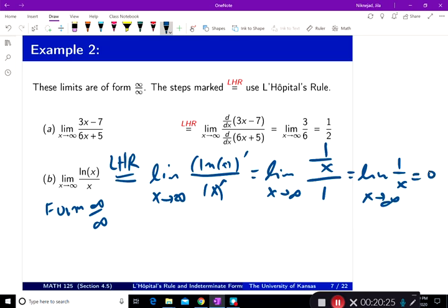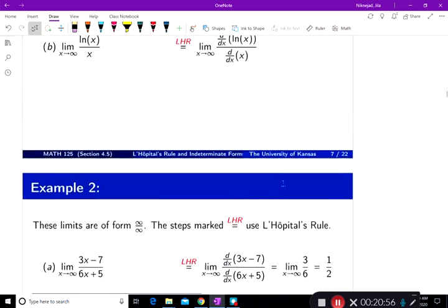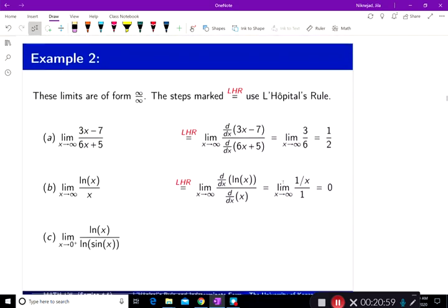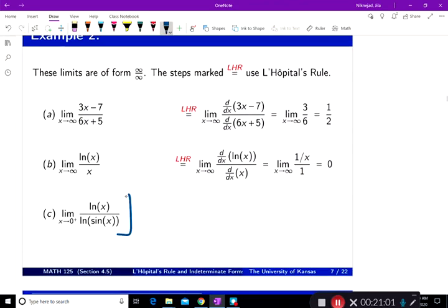Okay, so the limit is equal to 0, and notice this means that between natural log and x, natural log is a weaker infinity, and x is the stronger infinity. So at infinity, natural log is not growing as fast as x. So next question. And here's the next question.